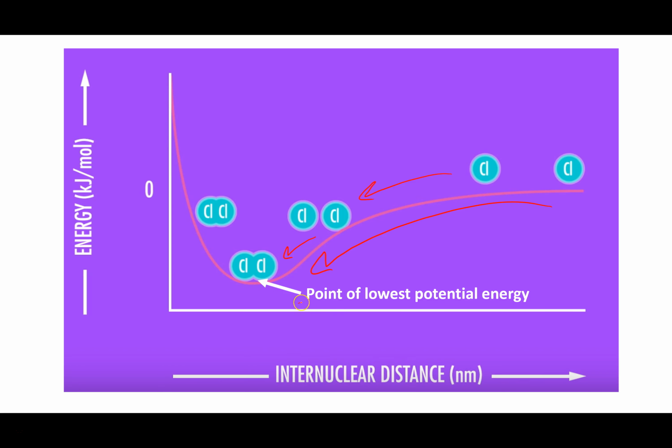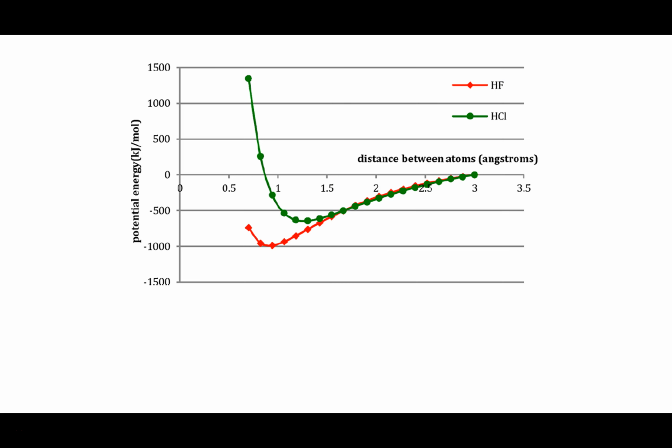But it doesn't keep decreasing forever. Eventually, they reach a point of lowest potential energy, and if some external force were to supply some energy to force them to be even closer together, kind of like when you had two north poles of a magnet facing one another, that would be very unstable. What that would do is actually increase the potential energy even more. That's not going to be favorable. And so you have this moment right here where it reaches a point of lowest potential energy, greatest stability, and that is the point at which the chemical bond forms.